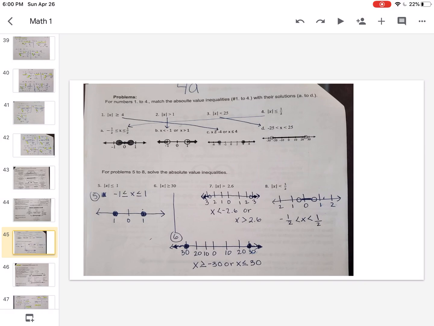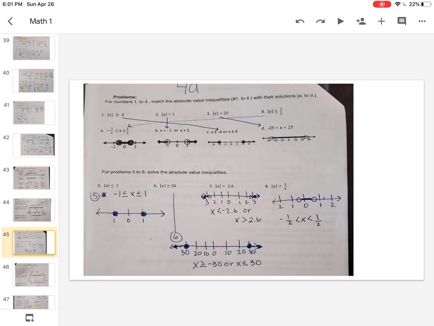For problems 5 to 8, solve the absolute value inequalities. So the absolute value of x is less than or equal to 1. So if the absolute value is -1 and 1, then that should be negative on one side. So we're going to circle in -1 and 1, okay? So we have -1 is less than or equal to x. X is less than or equal to 1, okay?